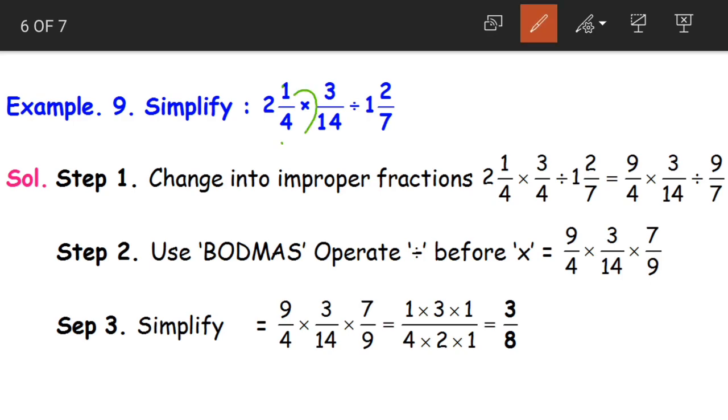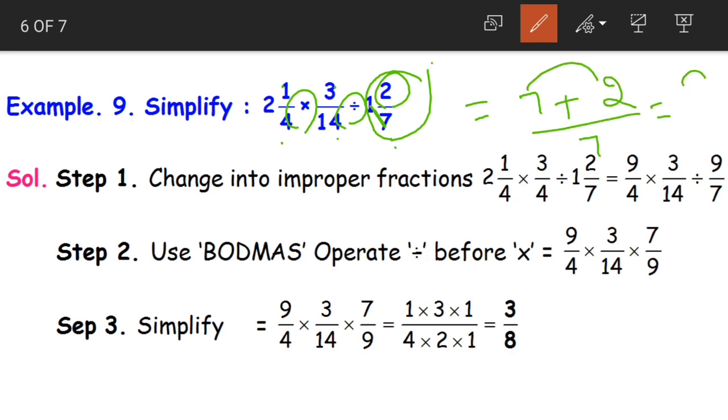Moving on, let us simplify a fraction problem here. 2 1 by 4 into 3 by 14 divided by 1 2 by 7. Now always the first step would be, we are having a mixed number here. Let us convert it into a fraction. 7 ones are 7 plus 2, divided by 7. 7 plus 2 becomes 9 divided by 7. So 1 2 by 7 becomes 9 by 7.